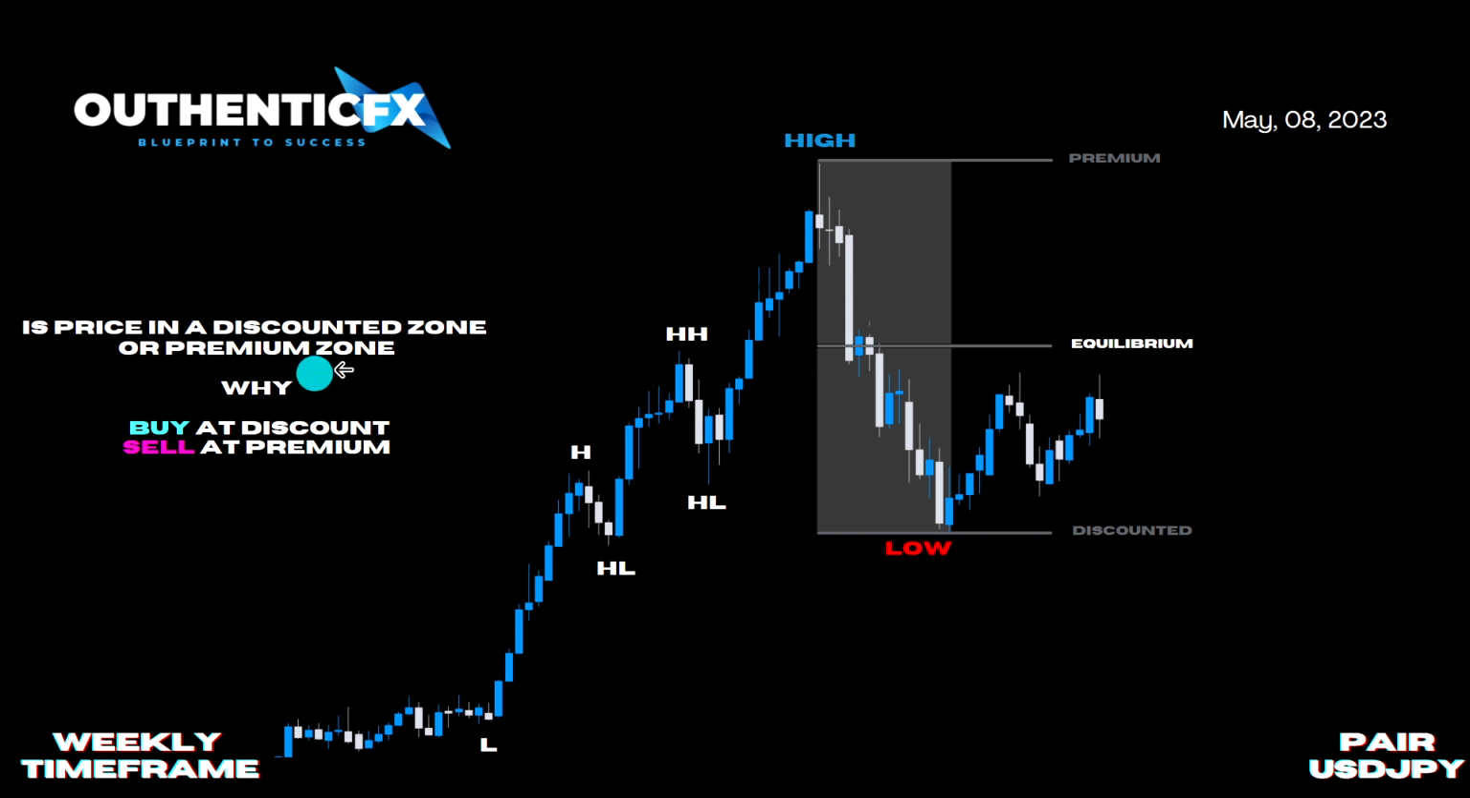Is price in a discounted zone or premium zone? Why? Because we buy at discounted and sell at premium levels. So as you can see right now, we are still in a discounted zone, guys. We are just below the midpoint or equilibrium point, which is basically the 50% level on a fib, right, guys?